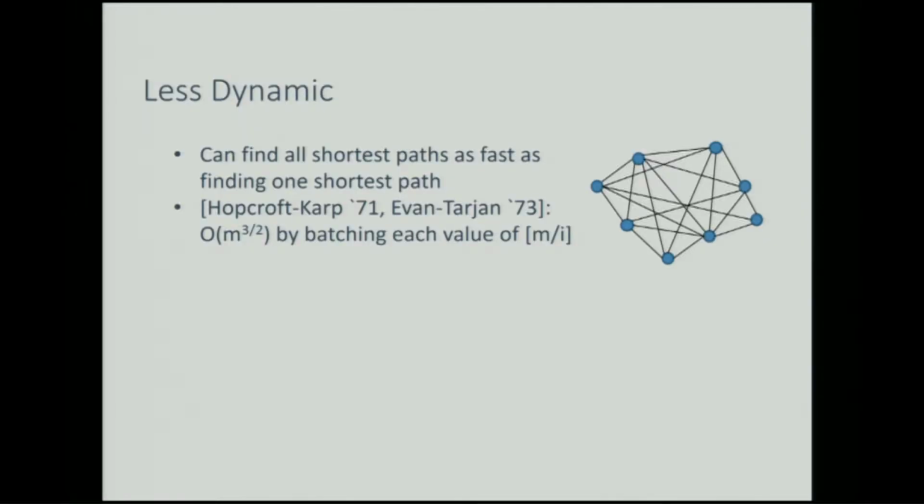So the solution that people have come up with is to use the fact that we can find a representation of all the shortest paths also in linear time. That is, we can get rid of all shortest paths in the time it takes to get rid of one path. This gets used in the Even-Tarjan and Hopcroft-Karp algorithms. They get rid of all augmenting paths of length i in linear time. In other words, they batch all the path lengths, for all values of m over i, because these are still integer values. They batch all those values. And this is how they arrive at a runtime that is roughly m to the 1.5.